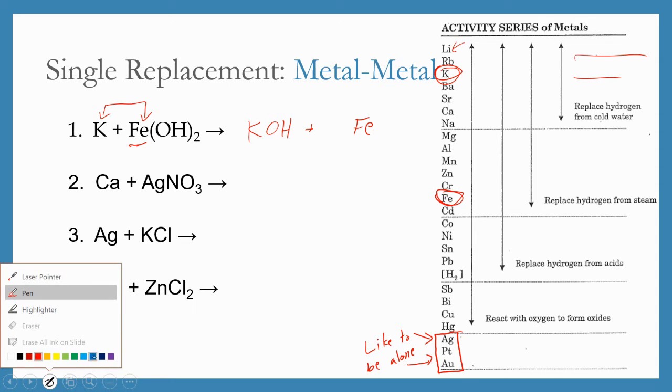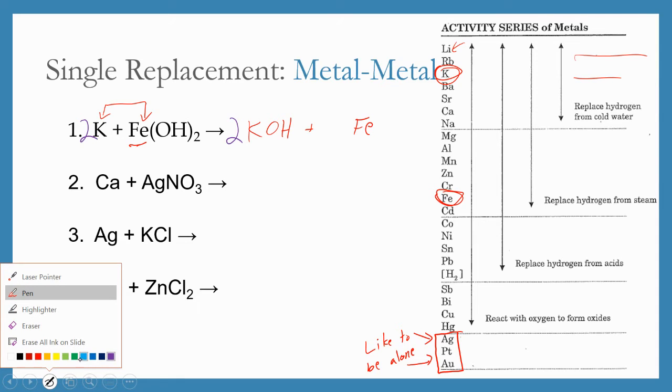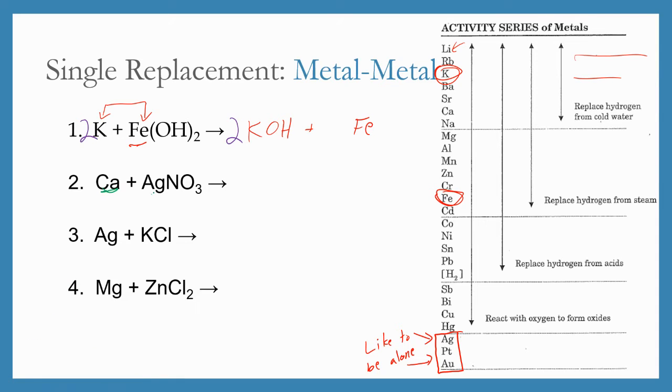So we need a 2, and then that gives us two potassiums. So we need a 2 there. All right, so calcium and silver.